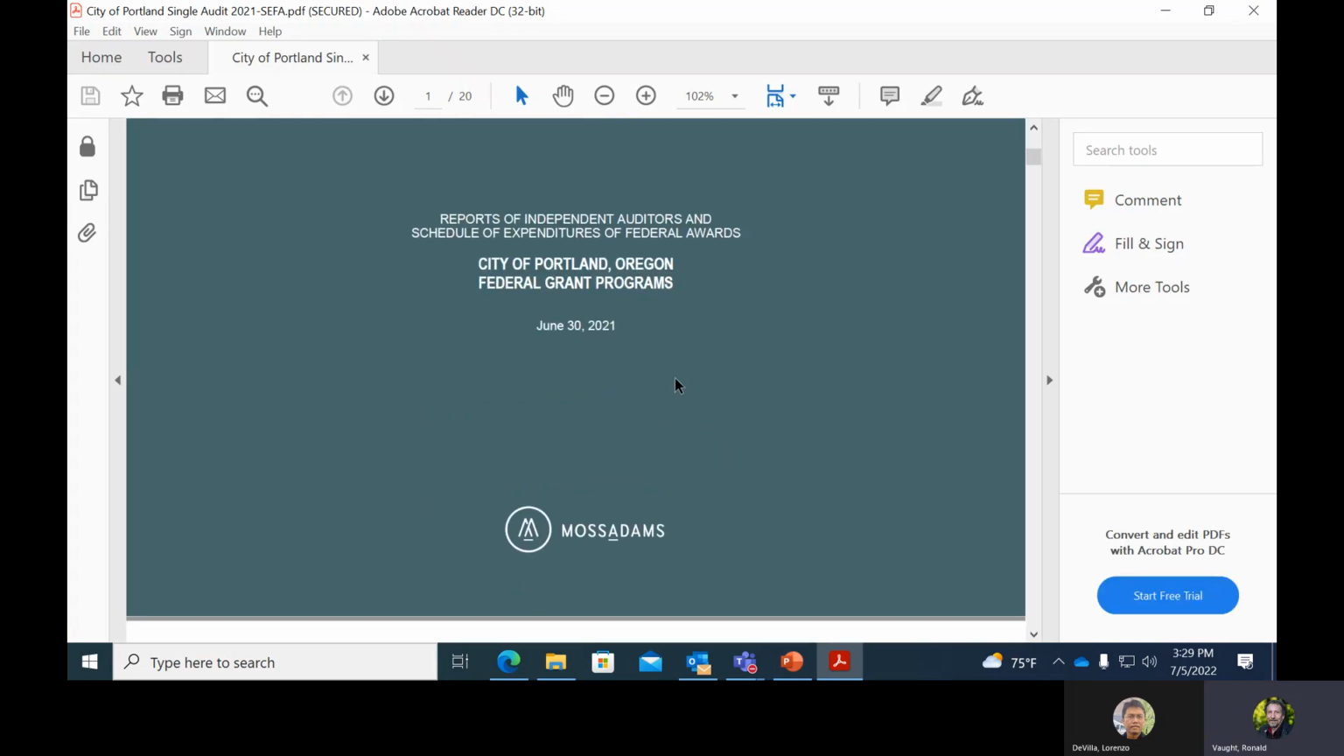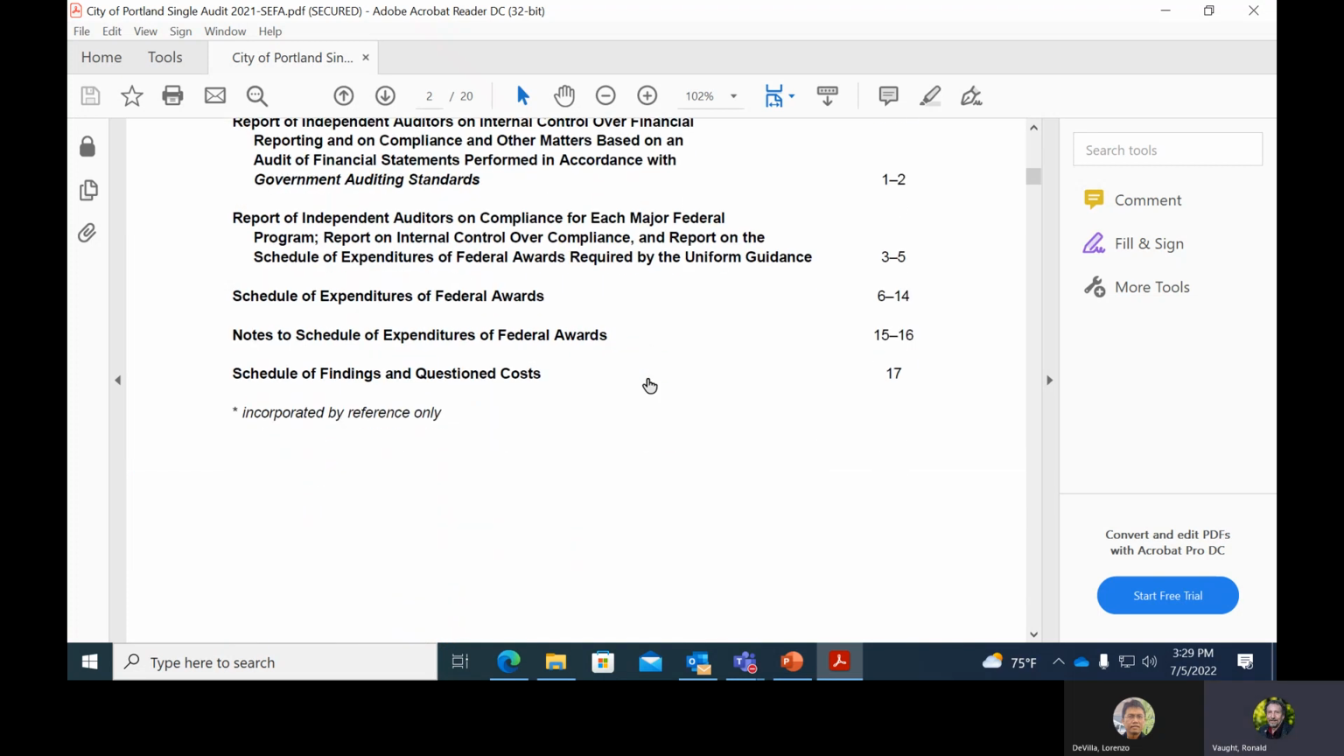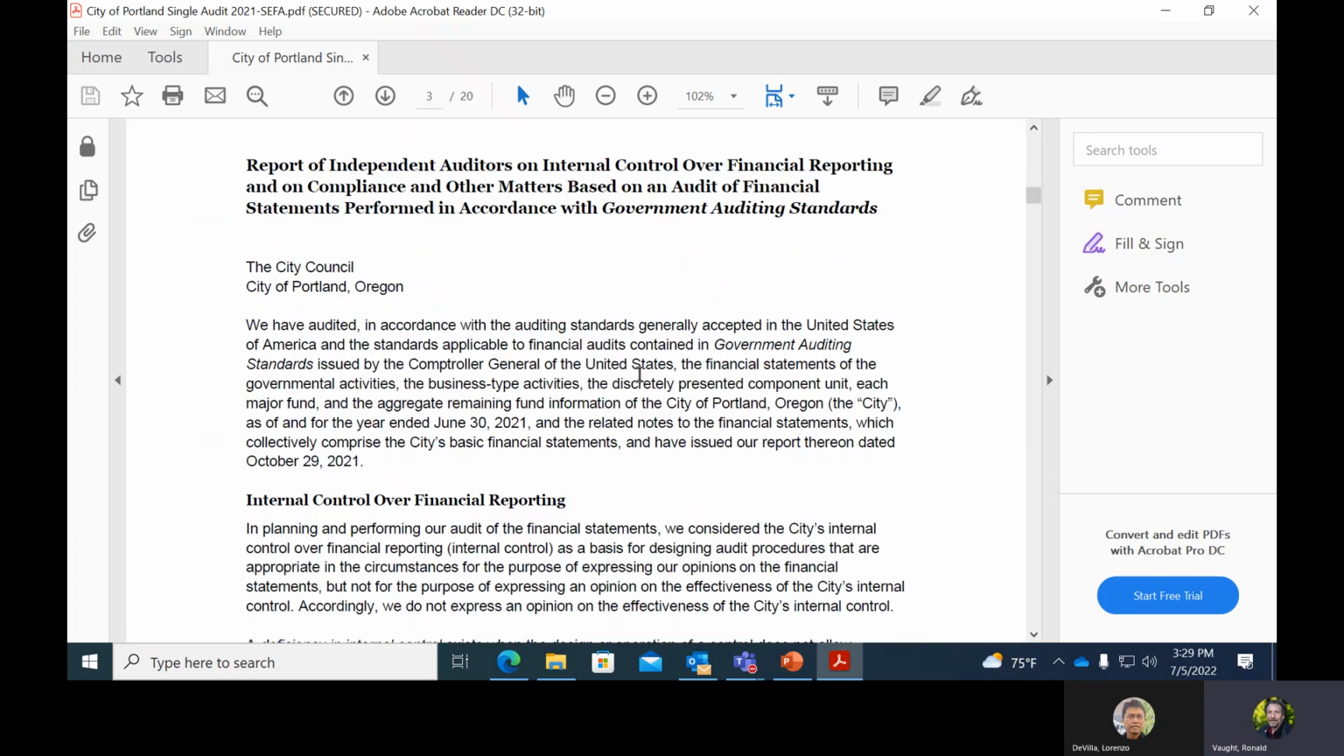So this is our single audit, which gets issued. Some years we've issued them together, the ACFR and the single audit. But the last couple, three years, we've been issuing them separately because it's a lot more work. It wasn't issued on the same day as the statements now. And that was part of it.